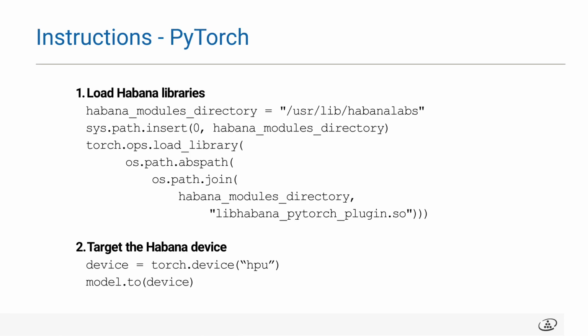For PyTorch, you have to load a library explicitly. The first statement sets the directory where these libraries are stored. The second statement includes that directory in Python's search path for libraries. The third statement concatenates the name of the library to the directory and calls the load library method on the path to load it. To target the Habana device, call the torch.device method with the string HPU. Also call toDevice on your model. However, your script may already include this last statement.